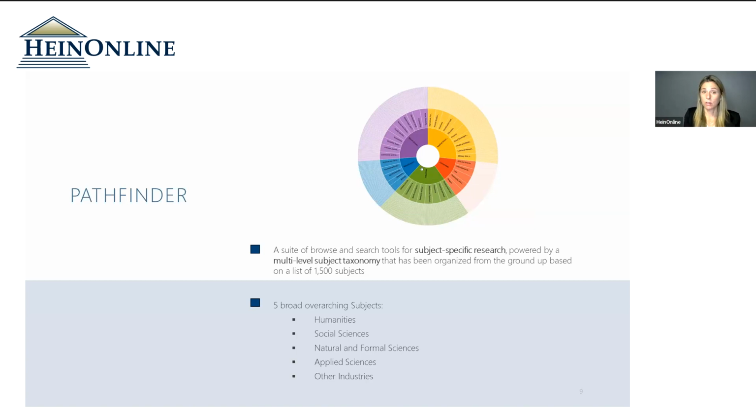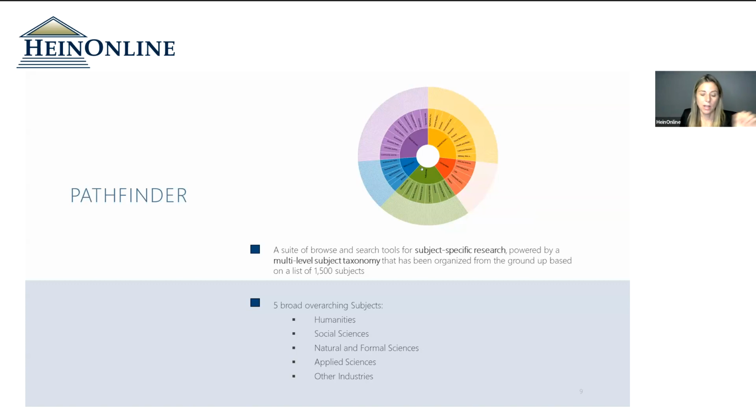So you go into our journal database, you find this Pathfinder tool. There's a couple ways to use it. You can either use the graph view, which you're seeing right here, and then there's also a text view. So what you do, you go into the Pathfinder tool, you find the subject that you're looking for. You can see how we have 5 broad subjects covered here: humanities, social sciences, natural and formal sciences, applied sciences, and other industries. And then you can keep narrowing down until you find the specific subject you're looking for.